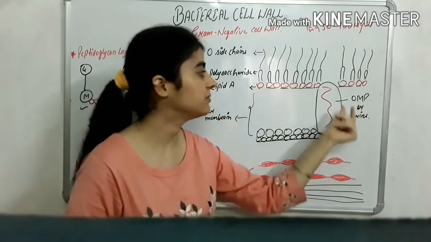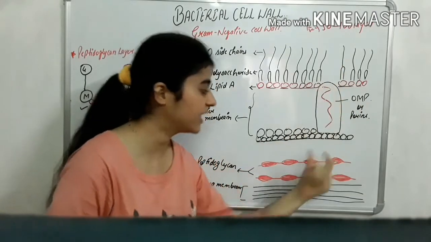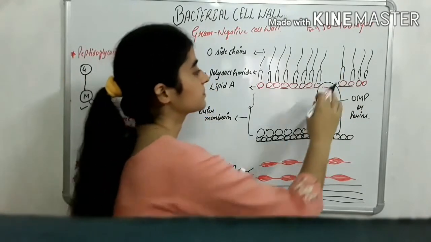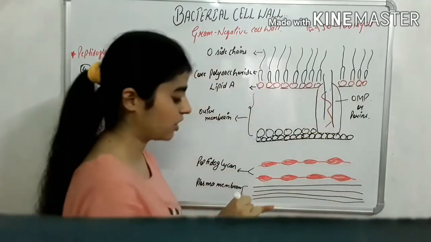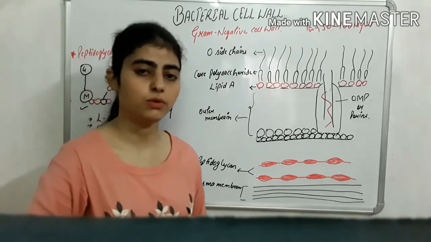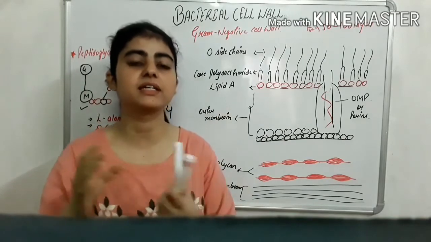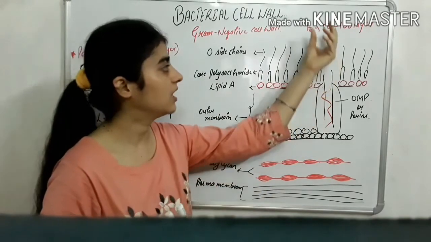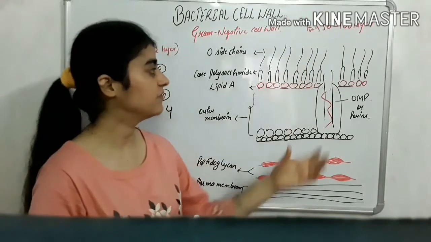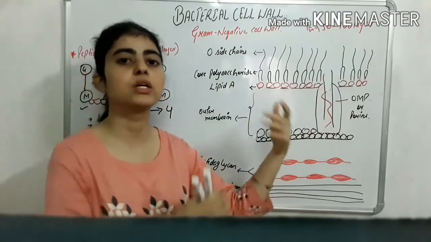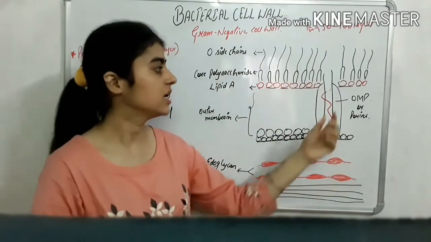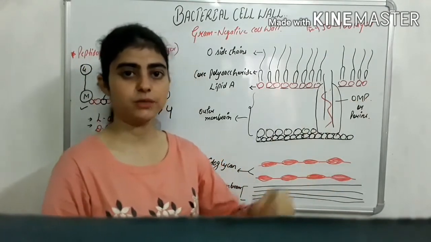Inside the outer membrane there will be the formation of a channel, which will allow the transport of small molecules, up to 600 to 700 Daltons, from the surroundings of the bacteria. It allows molecules to move in and out, but only small molecules. So this is the work of the outer membrane protein.